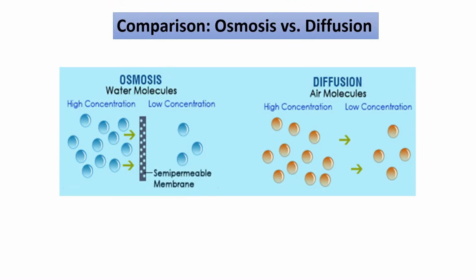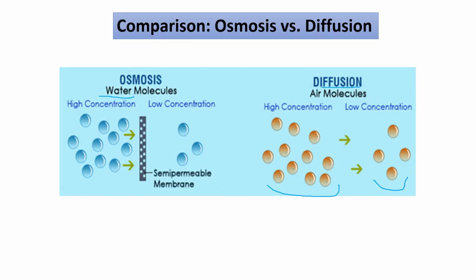Again, when we're comparing osmosis and diffusion, you can say that when you go to the bakery, for example, and you smell the fresh bread, these molecules are highly concentrated, and they will move passively from one area to the other area where the concentration is low. So this is what's happening. This is diffusion.